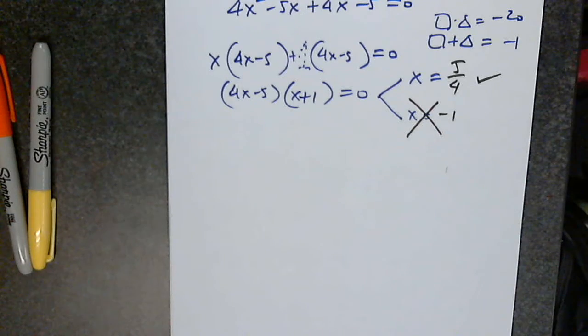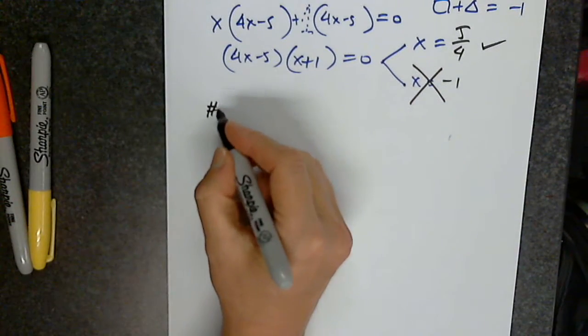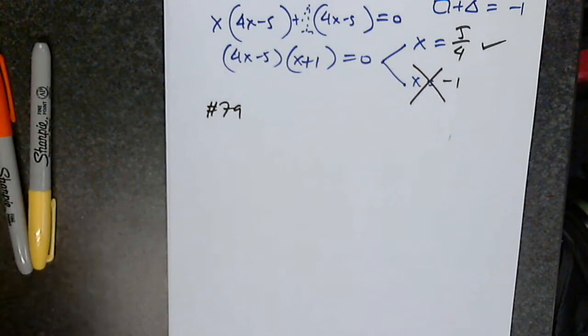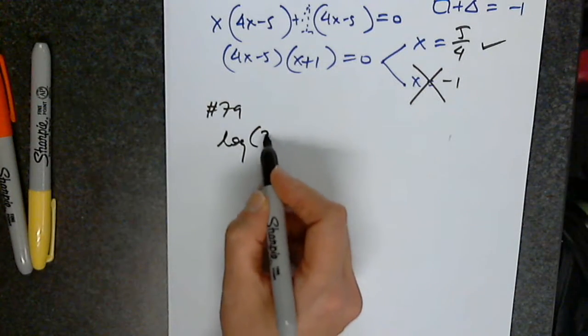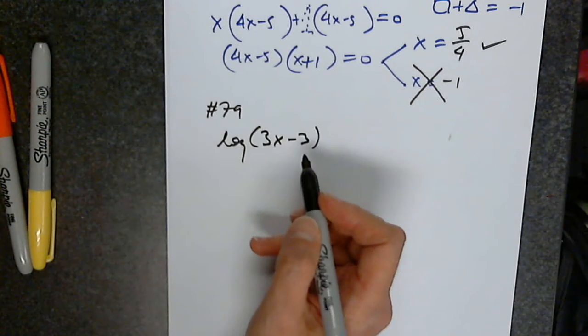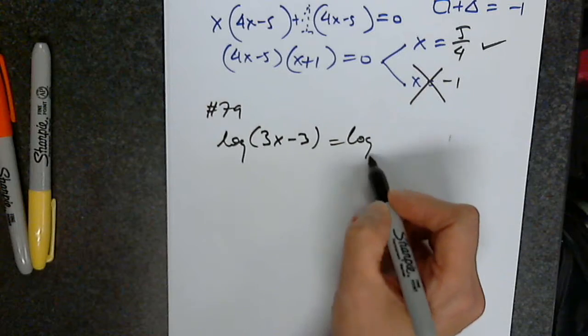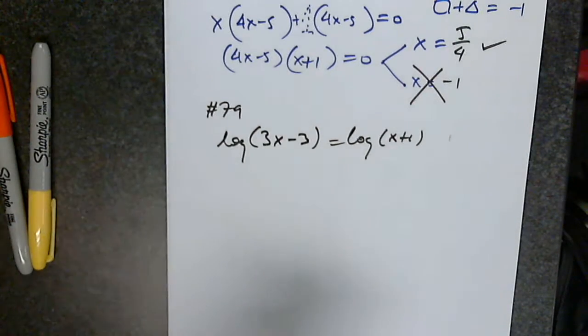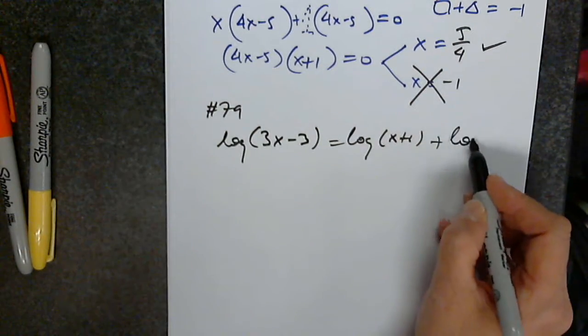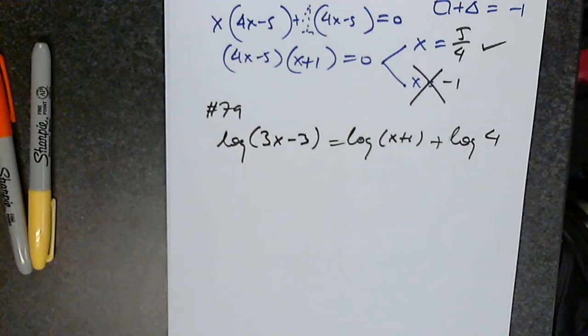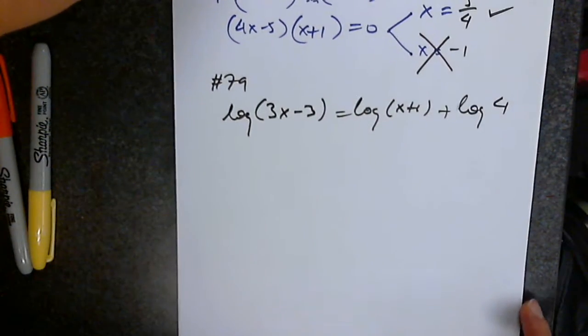Okay, let's look at 79. Log of 3x minus 3 equals log of x plus 1 plus log of 4. We have two logs in here. How do I find the domain of the first one? What do I have to write?